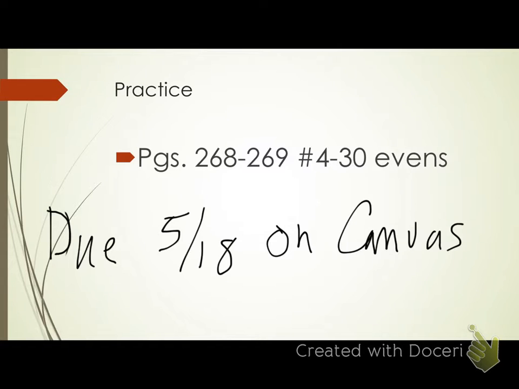Here's the assignment. Write it down. Pages 268 through 269, numbers 4 through 30, evens. It'll be due Tuesday on Canvas. While I'm gone, I'm still going to be grading stuff. So don't say, oh, Mr. McAllister's not going to be here, so I don't have to turn anything in. It's not the case. If you don't turn it in, you still get a 0.